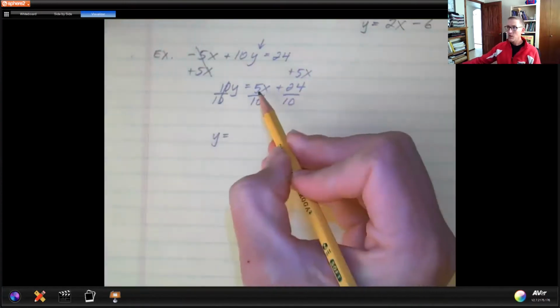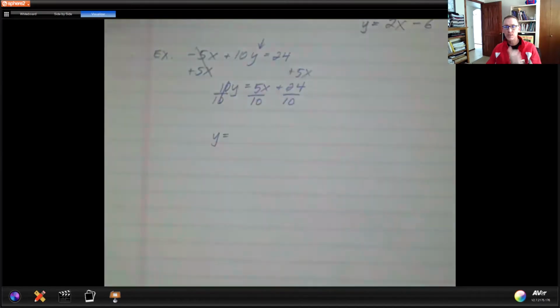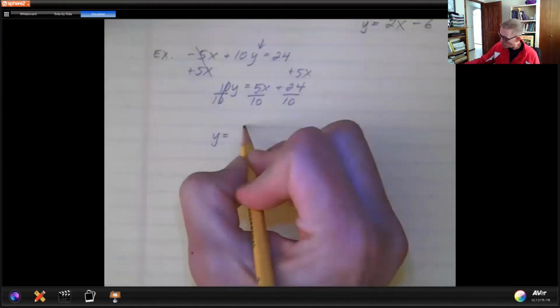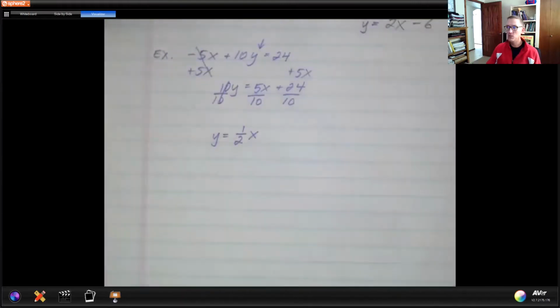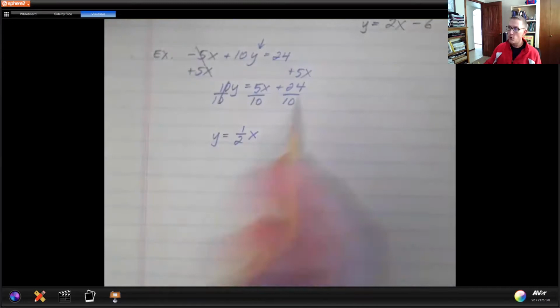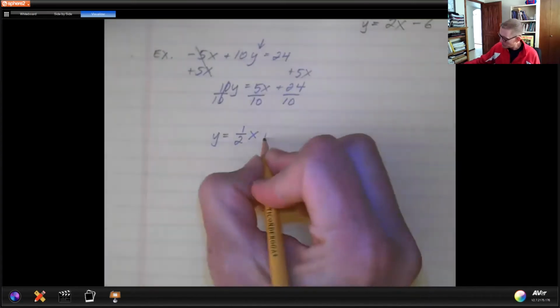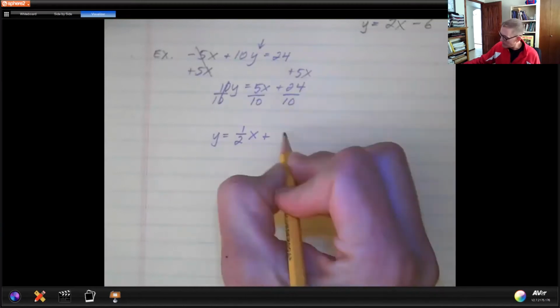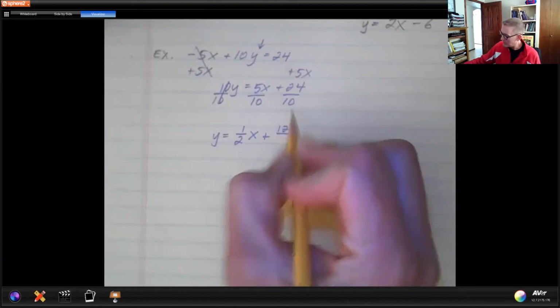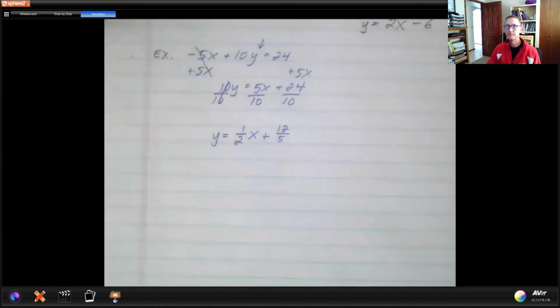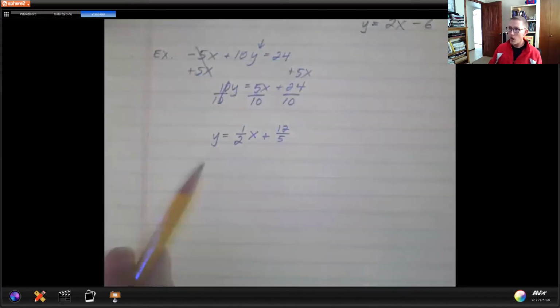And I get y equals 5 over 10. The bigger number is in the bottom, so this is going to stay a fraction. They both can divide by 5. So 5 over 10 becomes 1/2, and then put the x next to it. And then 24 over 10 can also reduce. Now this one reduces a little bit differently. 24 and 10 can both be divided by 2. So this is going to become a positive, and 24 divided by 2 is 12, and 10 divided by 2 is 5. And your answer is y equals 1/2 x plus 12 over 5.